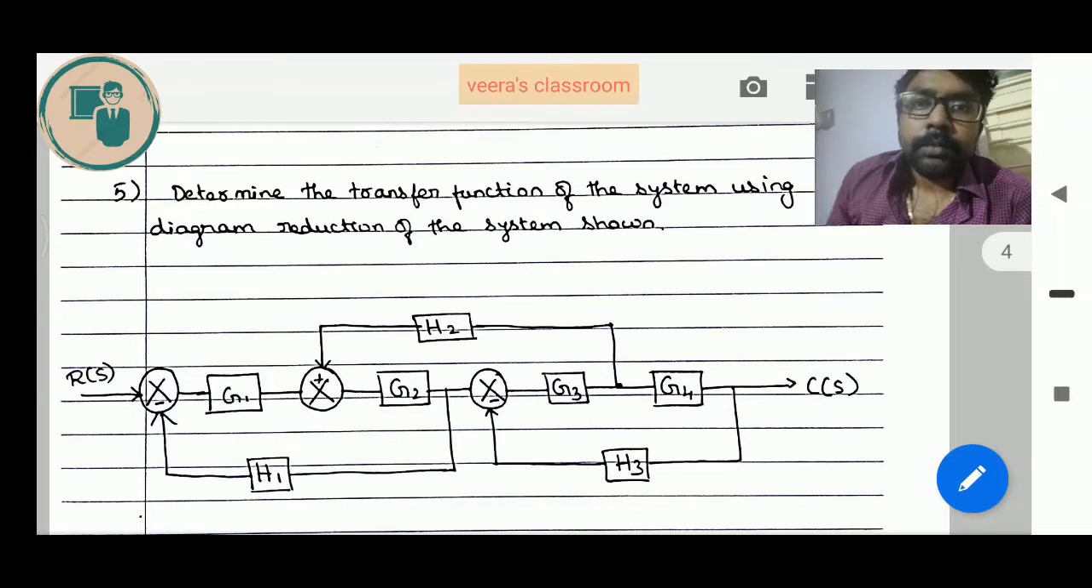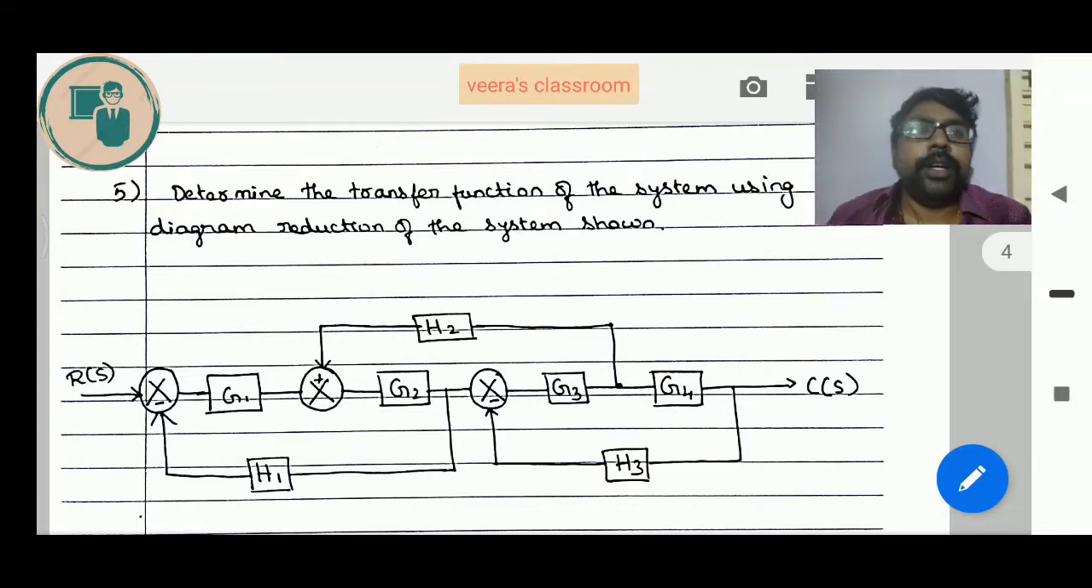Whenever we are supposed to move a branch point or a summing point, we have certain easier methods. The first step I suggest is to try to move the branch point. Here also we have a branch point between G3 and G4 that can be moved to the right of G4. Or else you can move the branch point between G4 and the output C of S to the left of G4. Any one can be done.